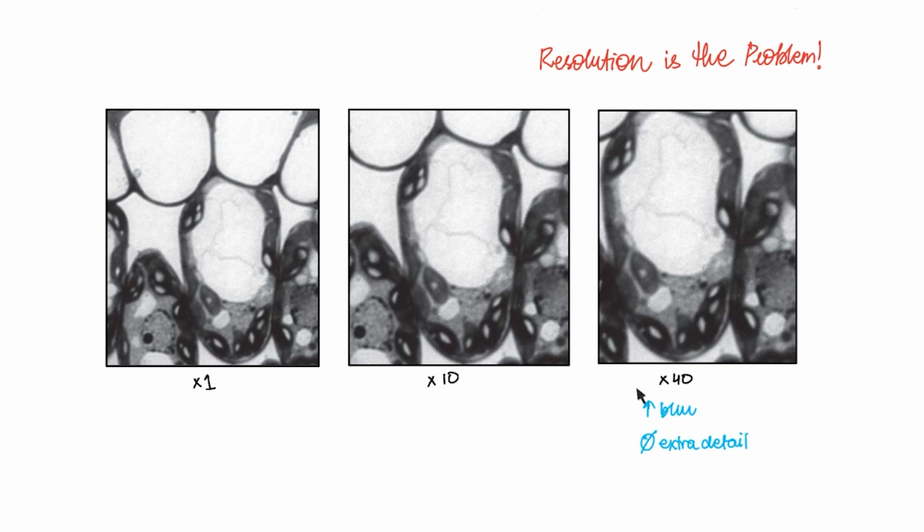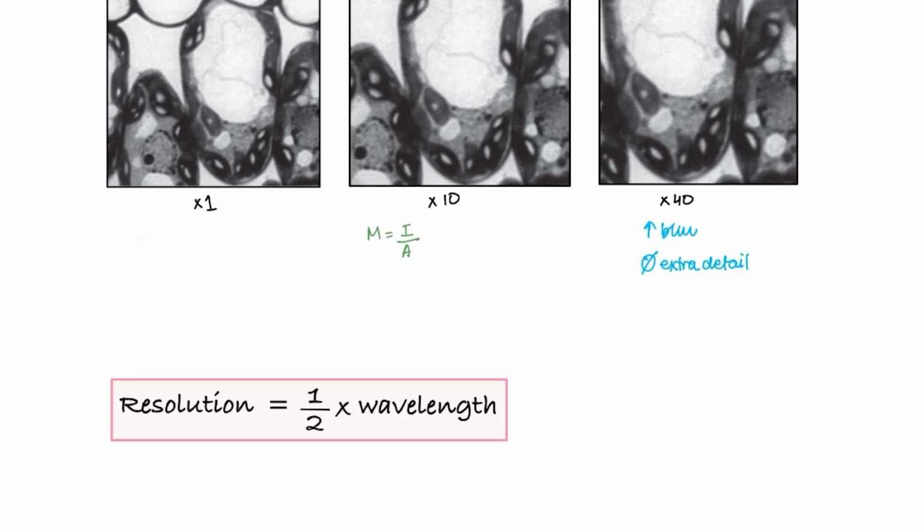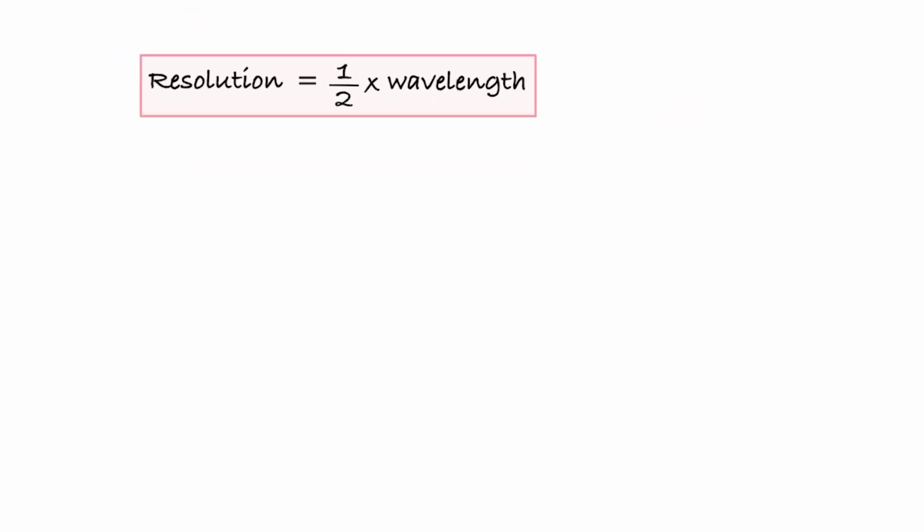And just like magnification could be explained through a formula of M equals size of image divided by the size of the actual object, similarly, resolution can also be defined as half the wavelength of the radiation that is being used in that microscope. So resolution is going to be equal to half the wavelength of the radiation being used.